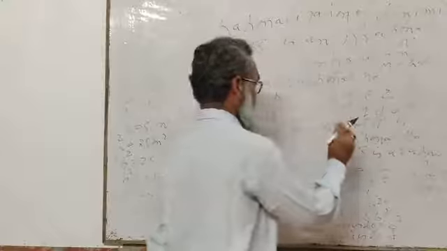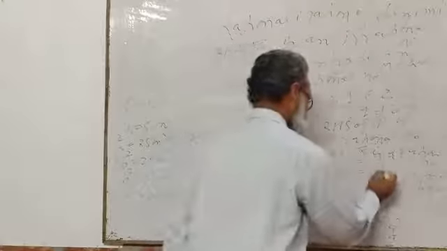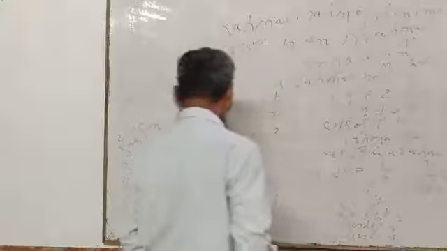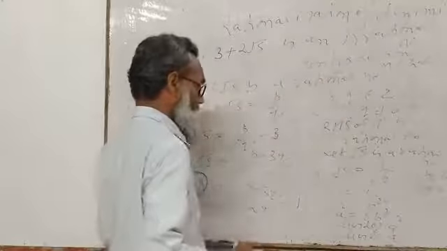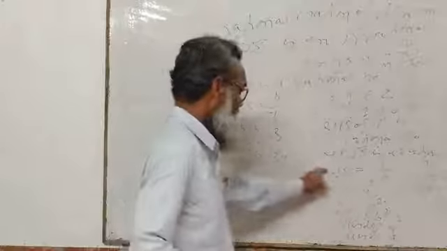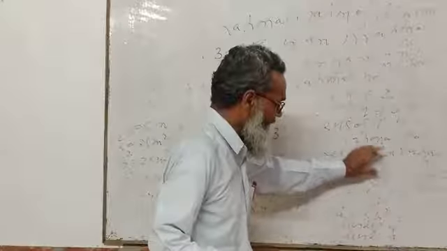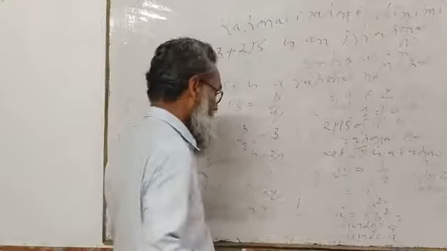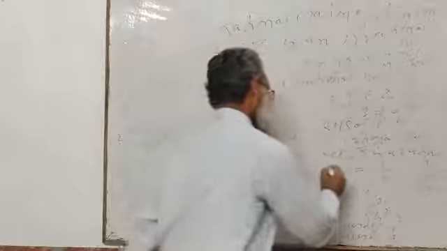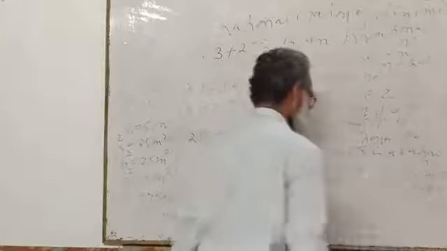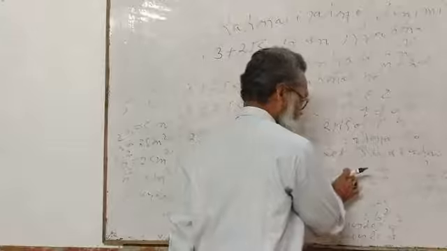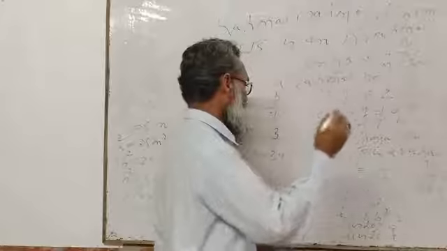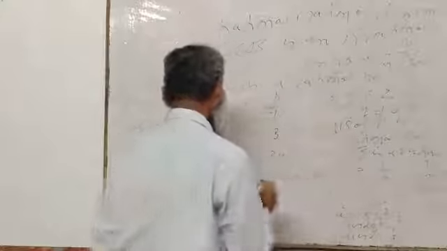So our assumption that root 5 is equal to a by b, that is, that it is a rational number, is wrong. Because if it is a rational number, then a and b, which we have taken in lowest form, would have HCF of a and b as 1, but here we are getting that HCF of a and b is 5. So our assumption that root 5 equals a upon b is wrong. That is, our assumption that root 5 is a rational number is wrong. So root 5 is an irrational number.